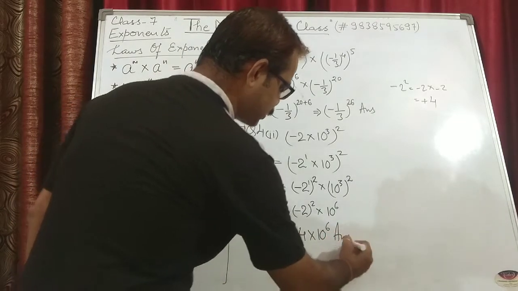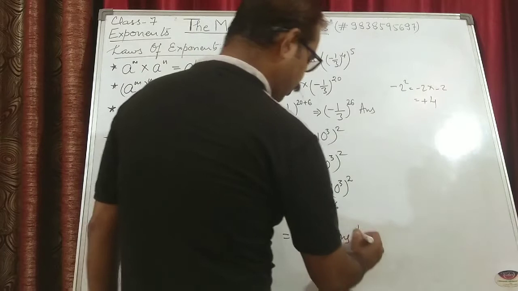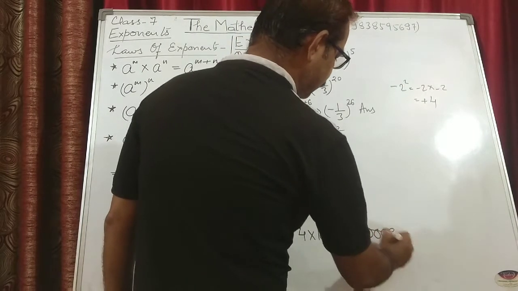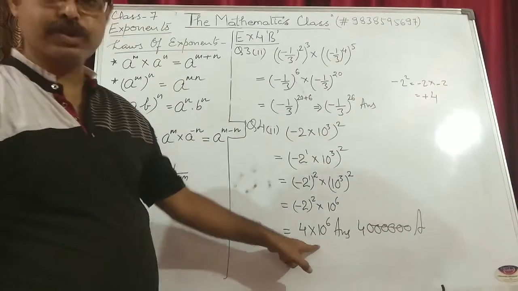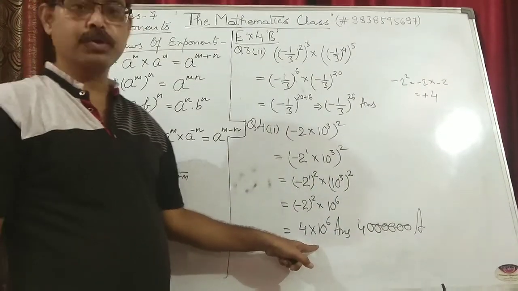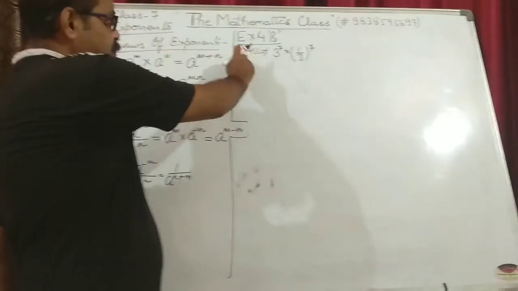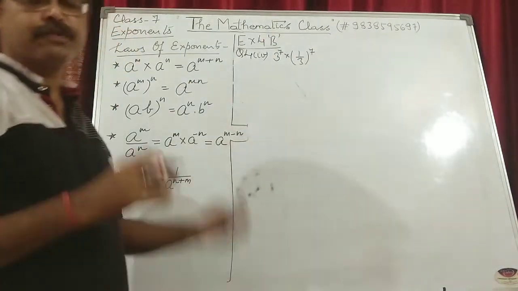This can be your answer, or 4 and 6 zeros. 1, 2, 3, 4, 5, 6. This will be your answer. I think this is much better. Now we move on to the next question. In question number 4, fourth part. Again you have to simplify.